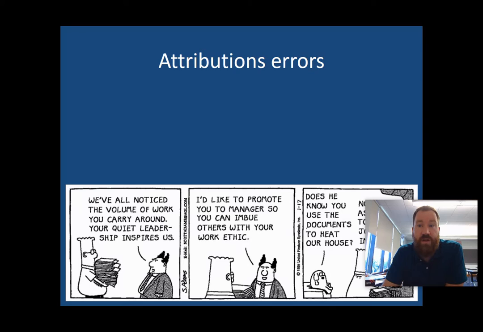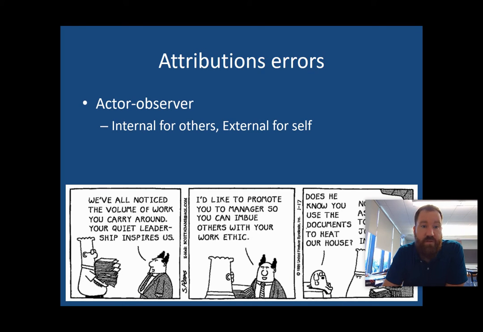The other attribution error that I mentioned, the actor-observer error, is internal for others, external for self. I think the example I use in class is someone's driving behind you on 95, someone's going slow in the fast lane, right? They must be a horrible person. Don't they know, what are they, an idiot, whatever.